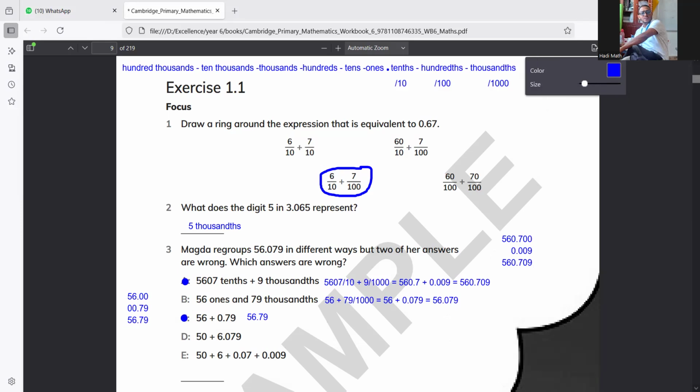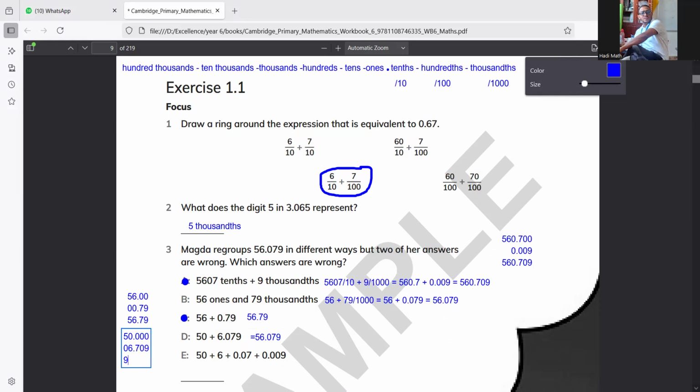Then you go to the third one. This one is 50 plus 6.079. This is equal to 56.079. You can also use the idea of addition, where you add the two numbers. 50, as we said, has no decimal. You say 50.000, then plus 6 is 6.000, then 0.079, and then add them together.